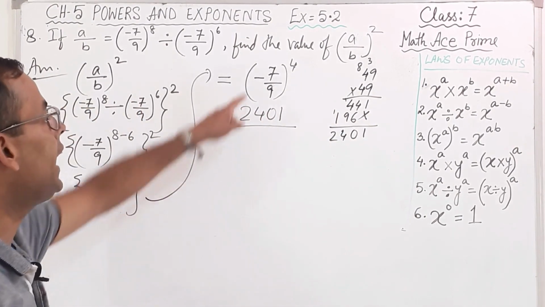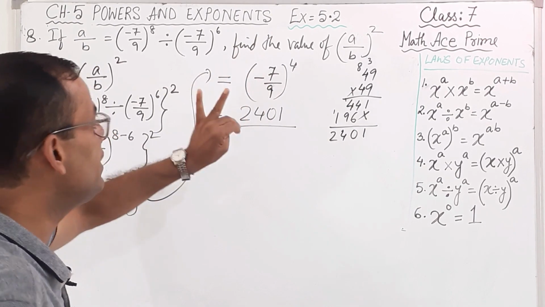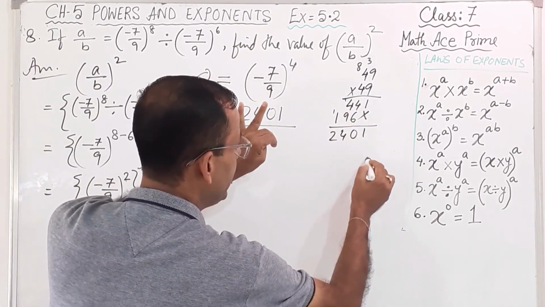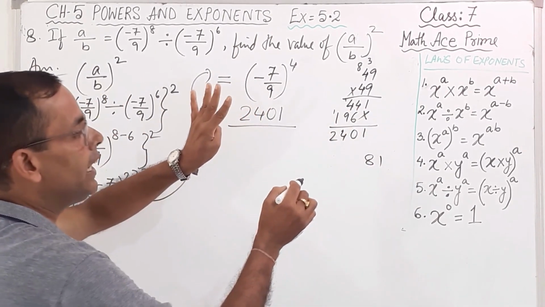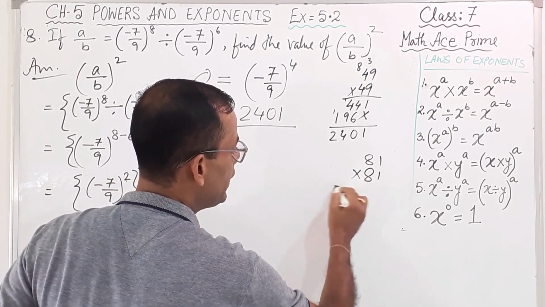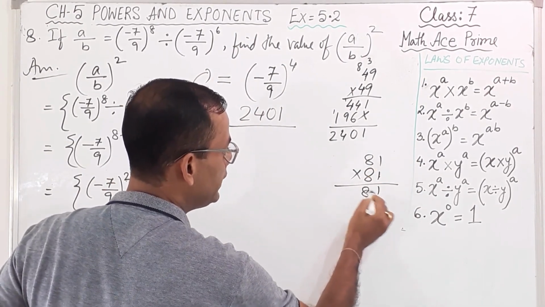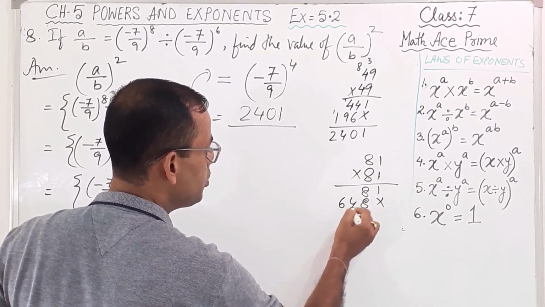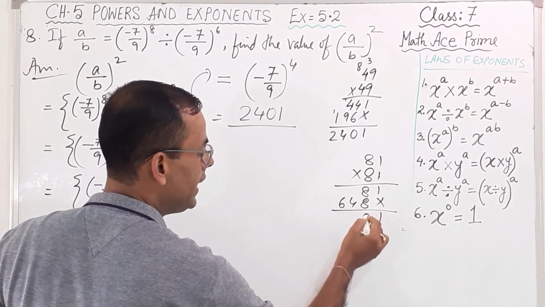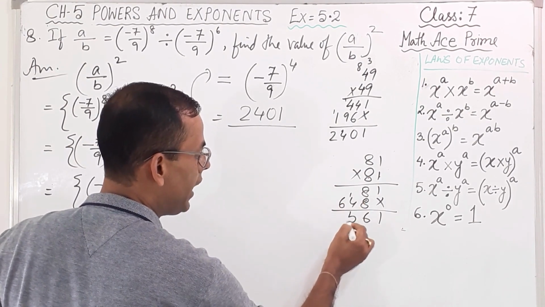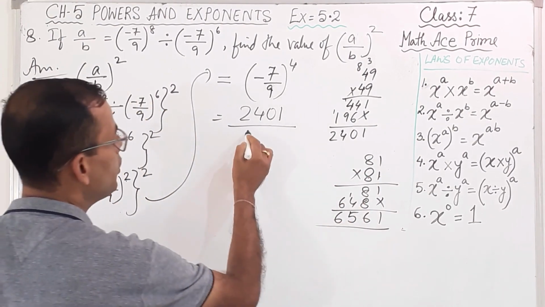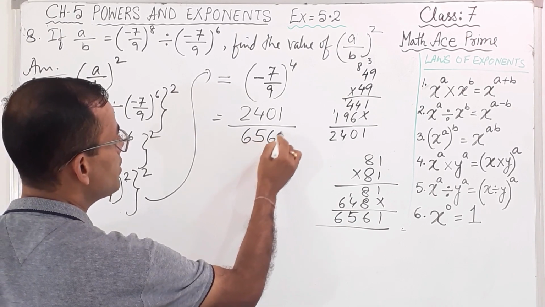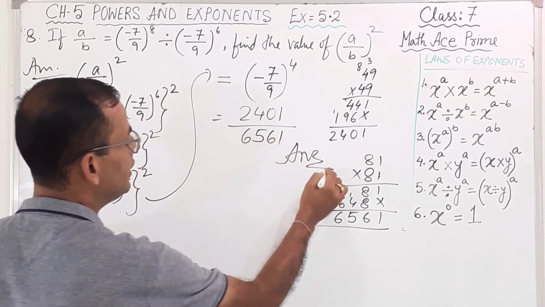Downside, again 9 also 4 times. So 9 nines are 81. So you are getting 81. Again 9 nines are 81. And then you multiply. So 1, 8. Again here 8 ones are 8. 8 eights are 64. So 1, 8 plus 8, 16. 1 carry 5 and then this one. So what you get? 6, 5, 6, 1. And this is the answer.